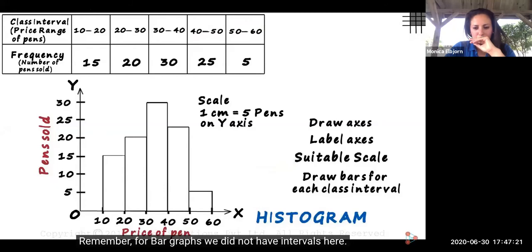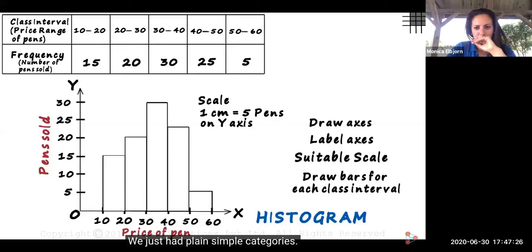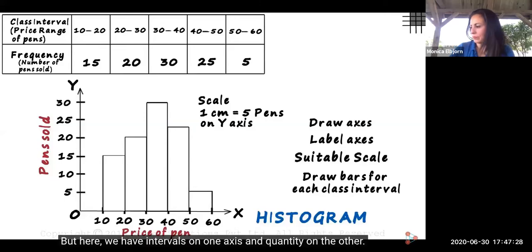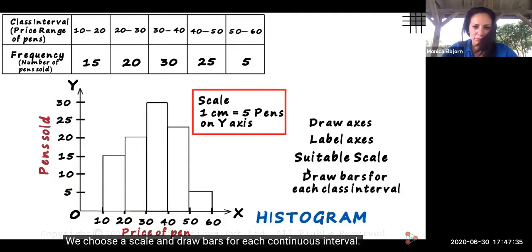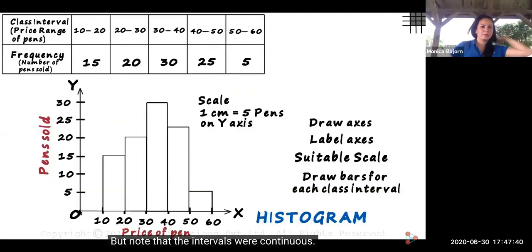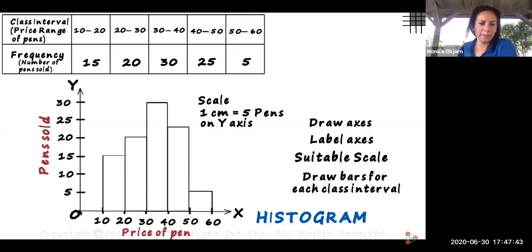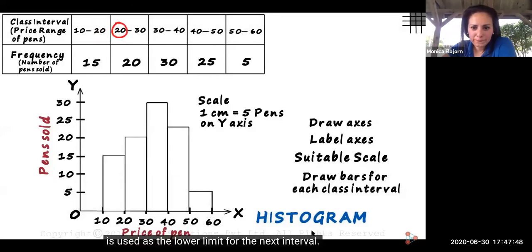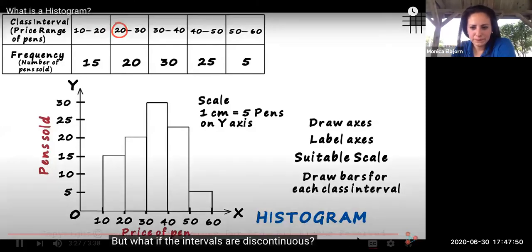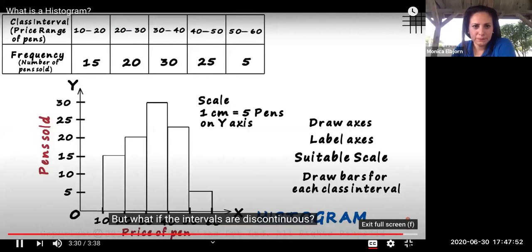Remember, for bar graphs, we did not have intervals here. We just had plain simple categories. But here, we have intervals on one axis and quantity on the other. What we did here was simple. We choose a scale and draw bars for each continuous interval. But note that the intervals were continuous. 20, which is the upper limit of the first interval, is used as the lower limit for the next interval. But what if the intervals are discontinuous? We will understand that in another video.